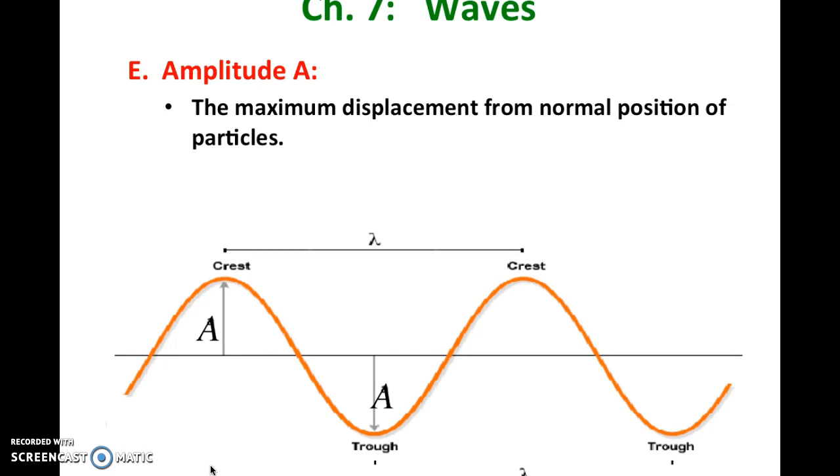The maximum displacement of a particle from the normal position is called the wave amplitude. The greater the amplitude is, the stronger the wave is. The wave will have more energy if the amplitude is greater.